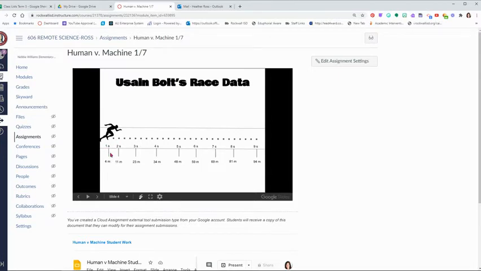Each 1 second, how many meters did he move in those 9 seconds? As I look across, I can see that at 1 second, he had moved 4 meters. At 2 seconds, 11 meters. At 3 seconds, 23 meters. At 4 seconds, his distance was 34 meters, and so on. This data is going to be super important today.